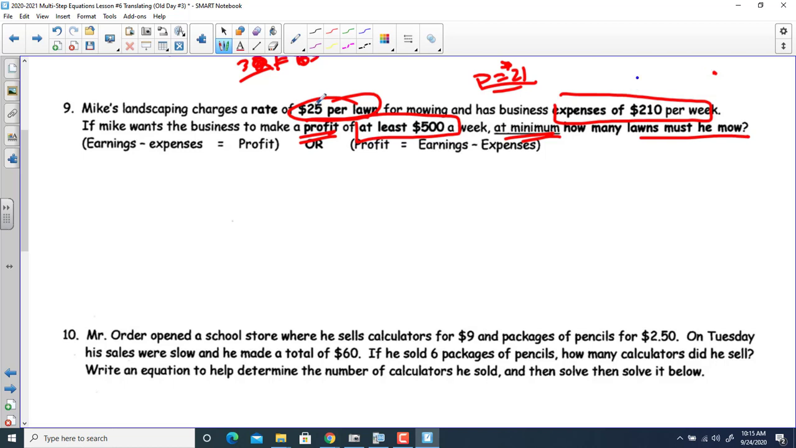So here's what we know. We know that he's making $25 per lawn. We know it's going to cost him $210 per week. So maybe he has a helper that he works with. Maybe he's got to gas up the machines. Maybe there are blades that have to be sharpened and so forth. And he wants to make a profit of at least $500. If this confuses you, the language and what have you, and you're not sure where to start a relationship, a good place to start is with the total, if you have it.